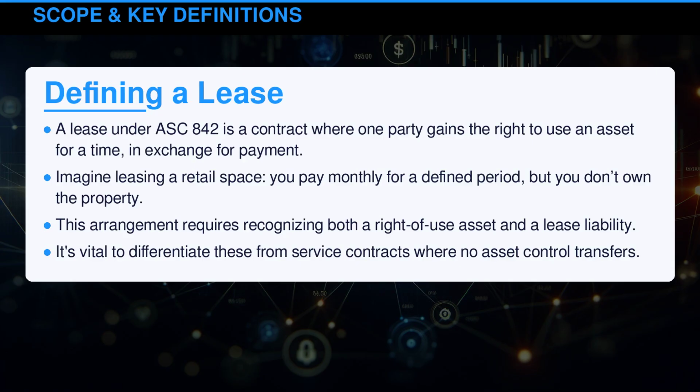A lease under ASC 842 is a contract where one party gains the right to use an asset for a time in exchange for payment. Imagine leasing a retail space. You pay monthly for a defined period, but you don't own the property. This arrangement requires recognizing both a right-of-use asset and a lease liability. It's vital to differentiate these from service contracts where no asset control transfers.